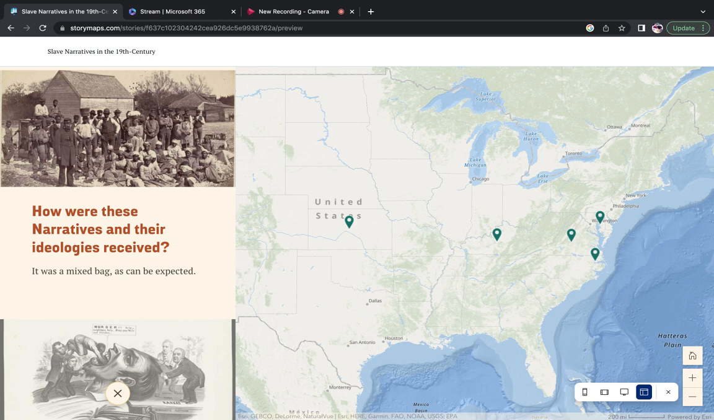When working with narratives in the historical field, it is usually important to pair them with other primary sources that can validate the information in the narrative.